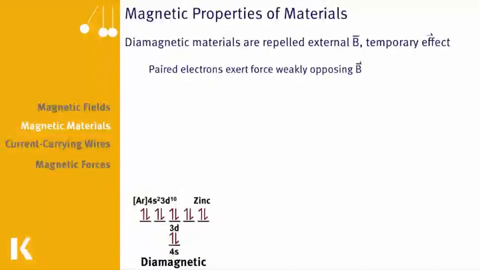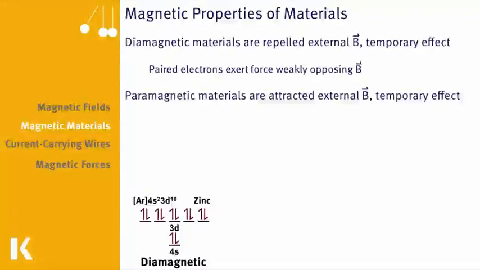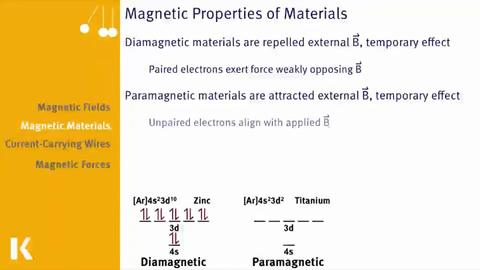The next category are paramagnetic materials. Paramagnetic materials are weakly attracted to those external magnetic fields, and like diamagnetic materials, the effect is temporary. This is because they have some unpaired electrons. As we look at titanium, we can see that it has unpaired electrons in its 3D shell.